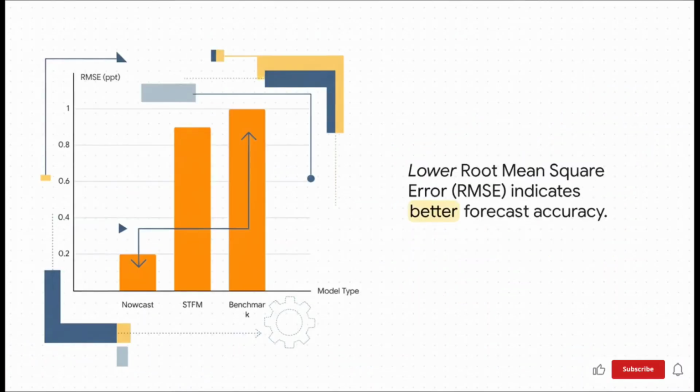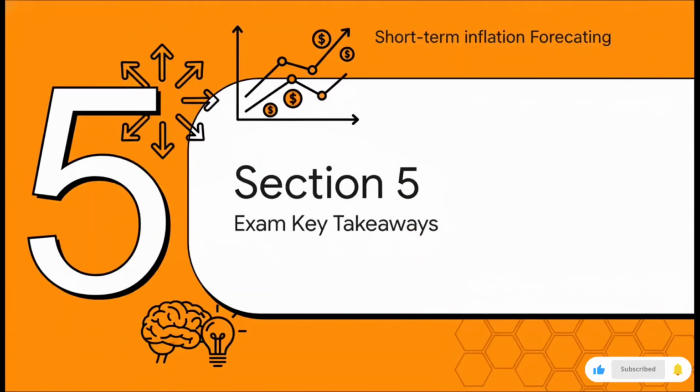So, the big question is, does it actually work? Is it accurate? This chart says it all. That STFM bar is lower than the benchmark bar. And in this case, lower is better. It means the model's forecasts in the near term are significantly more accurate, all because it smartly uses those nowcasts as its starting point.